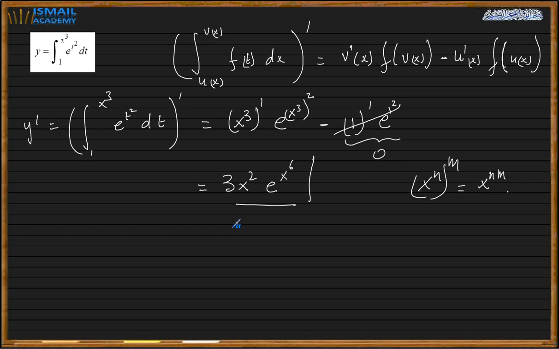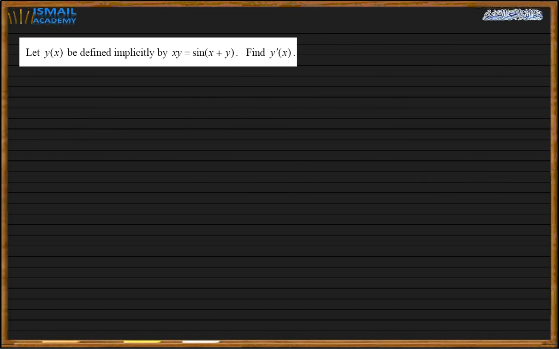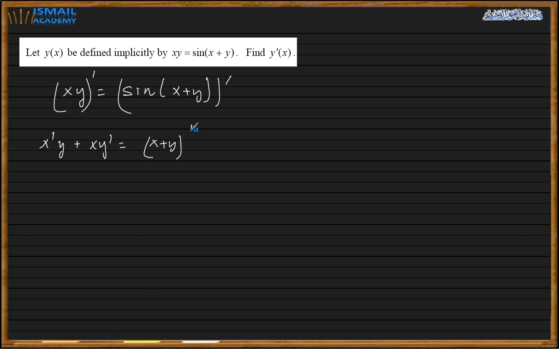So for the next question, here we have y defined implicitly, so they ask me to find y prime. So what I do here, I take the derivative of both sides, and here I'm going to use the chain rule of sine, and here I'm going to use the product rule. So it's going to be x prime y plus x y prime equal x plus y prime cosine of x plus y.